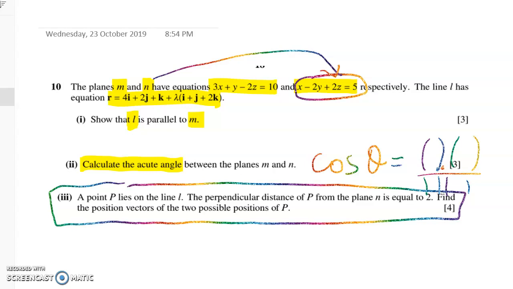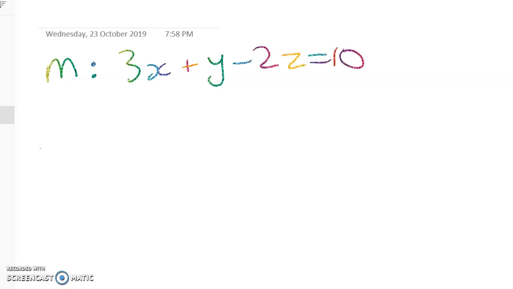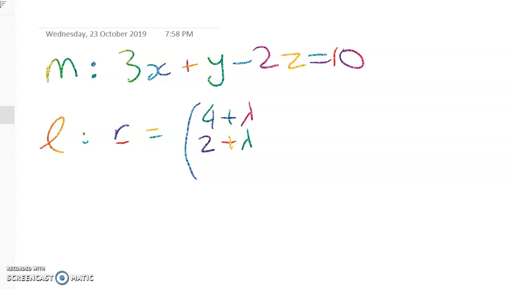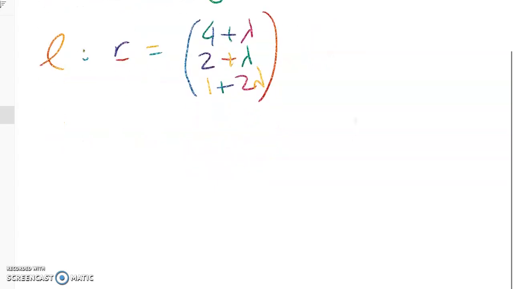Right, so I'm going to go quite slowly through this. Just put it on 150 speed if you need to. So let's start off by just writing out the equation for the plane M is 3x plus y minus 2z equals 10. And then the line L has got vector equation written in kind of combined form, 4 plus lambda, 2 plus lambda, 1 plus 2 lambda. And we have to show that this line is parallel to the plane.